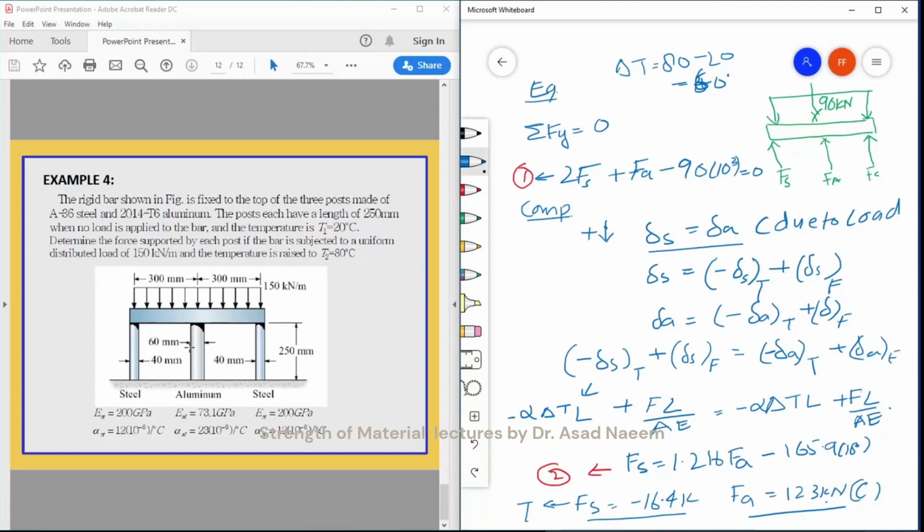So then that's how we can calculate the forces in the steel and aluminum, and further we can calculate the stresses in the जो भी हमारे पास bars होंगे या जो area हम लोग को दिया हुआ है.